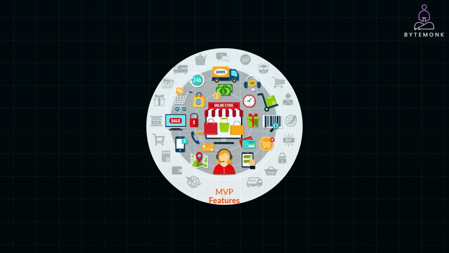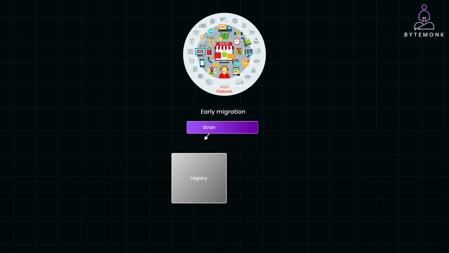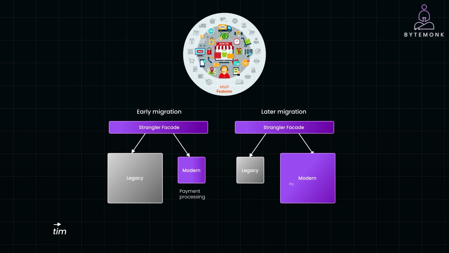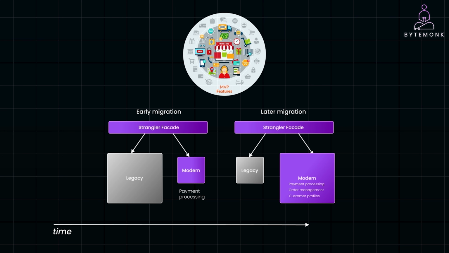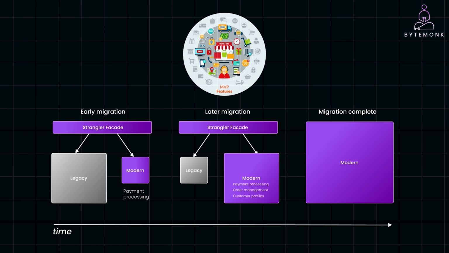For example, if you're working with an e-commerce system, you could start by extracting the payment processing functionality as a microservice. So all payment-related requests will now be routed to the new payment service, while the rest of the application remains in the monolith. As the migration continues, you can gradually strangle out other features like order management or customer profiles until there is no monolith left.